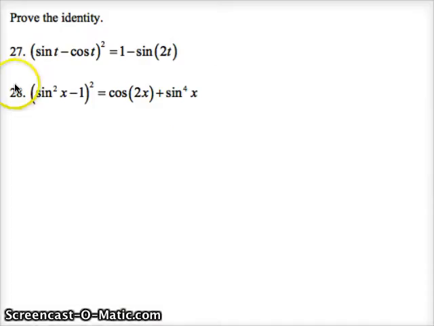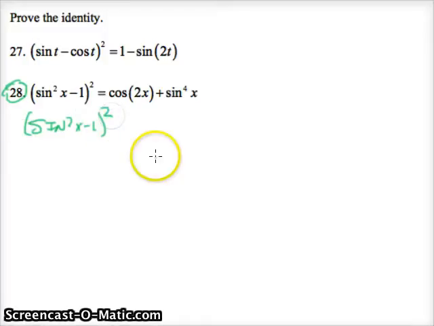Now we have to prove an identity. We're just going to do the even one. The question is, which one's the more complicated side? I like that question. I'm going to start with the left side. Now remember, it's sine squared x minus 1, squared. Now you could use the Pythagorean theorem, but I'll give you a shortcut how you could do this in your head every single time and not miss.